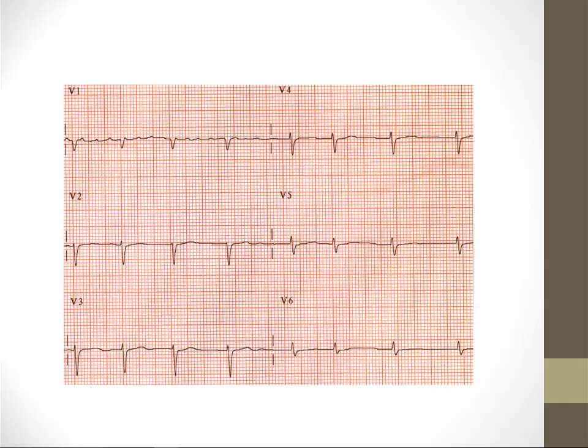And here's an example of poor R wave progression. Notice that by the time we get to V3, we still have very tiny R waves and a very big S wave that persists into V4. By the time we get to V5, they're roughly equal, and only when we get to V6 do we see an R wave that's a little bit bigger than the S wave. This is called poor R wave progression. You can see this in patients who are having an acute anterior wall infarction. You can also see this in patients who have had a prior anterior wall infarction many years ago.